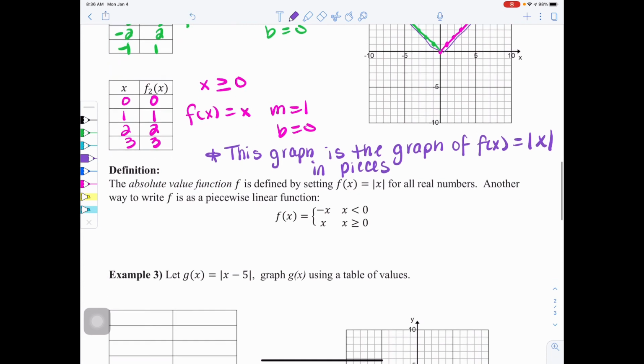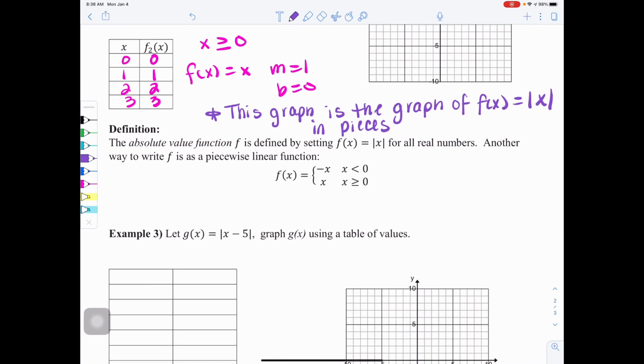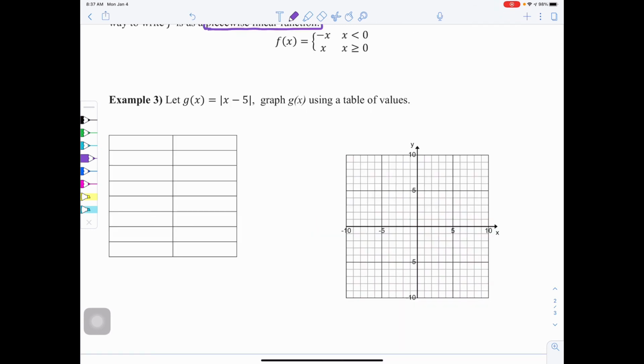So you have a definition underneath. The absolute value function f is defined by setting f of x equals the absolute value of x for all real numbers. Another way to write this is as a piecewise linear function. We're going to be talking more about piecewise functions later in the chapter, but essentially you just break the graph into pieces and graph the pieces separately. That's exactly what we just did in example 2. We graphed -x when x was less than 0 and positive x when x was greater than or equal to 0.